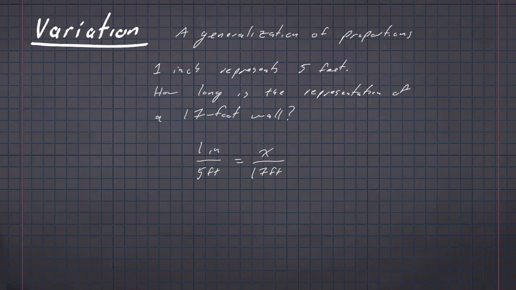We can solve this problem using the cross product test. 1 times 17 is 17. 5 times x is 5x. Getting x by itself, that's 17 over 5. And because this is an application problem, it probably makes more sense to give that as a decimal number. 3.4 inches is the value of x. That kind of reasoning should be old hat to you.